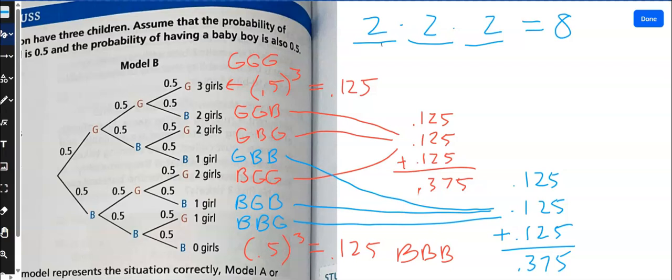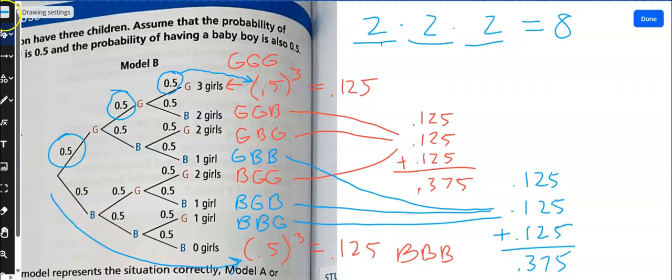So I've kind of written them out. For instance, girl, girl, girl. You have a 50% chance of having a girl the first time, a 50% chance of having a girl the second time, and a 50% the third time. That really amounts to 0.5 times 0.5 times 0.5, which is 0.125. So we have a 12.5% chance of having 3 girls. Well, you could do the same thing following the route for the boys, all 3 boys, 12.5%. And every single one of these in the table ends up being 12.5%.